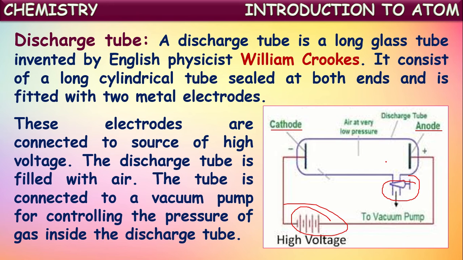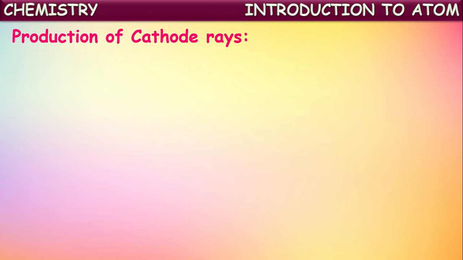So this is the equipment used for the discovery of electrons. This equipment is said to be the discharge tube. It consists of a hard cylindrical glass tube which is closed at both the ends, and two electrodes are introduced into it to pass high voltage current. A vacuum pump is connected to the discharge tube to control the pressure of the gas taken inside. So by using the vacuum pump, they will control the pressure of the gas taken inside. Now let us see how they have done this cathode ray production.